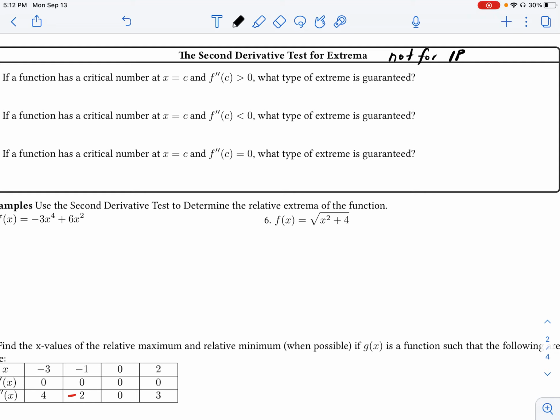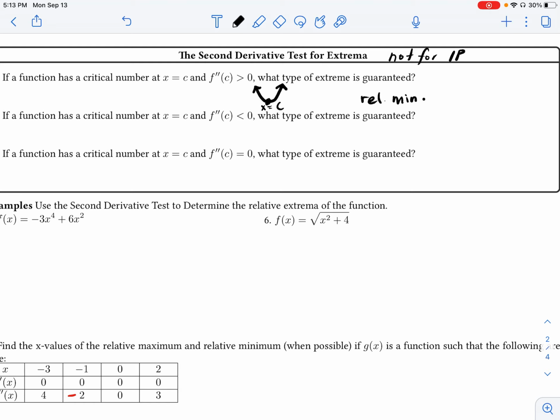So this is pretty logical when you think about what we've been able to put together. Suppose a function had a critical number at x is equal to c. So let me just plot x is equal to c. And you know that the second derivative is positive there. Well, what do we know about the graph when the second derivative is positive? It means that the function is concave up. So if you know your function is concave up because your second derivative is positive, and you have a critical number at x is equal to c, then what type of extrema must be guaranteed? This has to be a relative minimum.